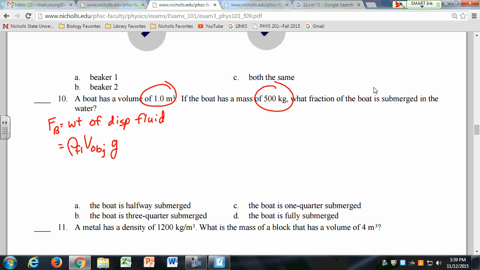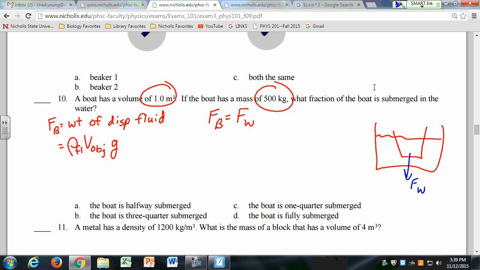So a couple steps you have to take here. First of all, I know that the buoyant force has to equal the weight. The reason I know that is, if I have a boat floating in the water, I have a weight and I have a buoyant force acting on it. In order for it to just be sitting there floating, those two have to be equal. So the buoyant force has to equal the weight, which is 5,000 newtons.